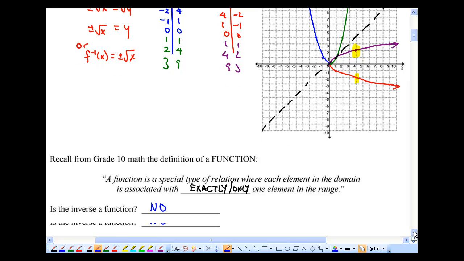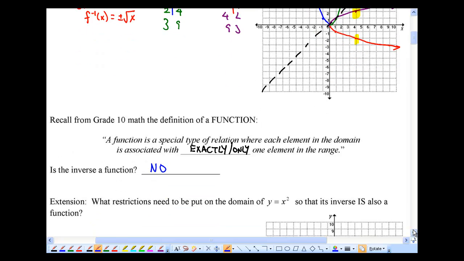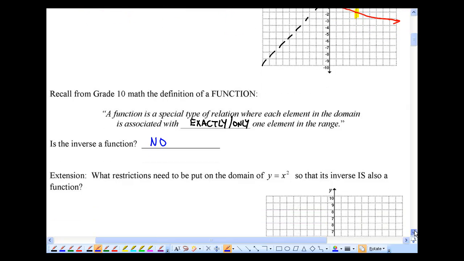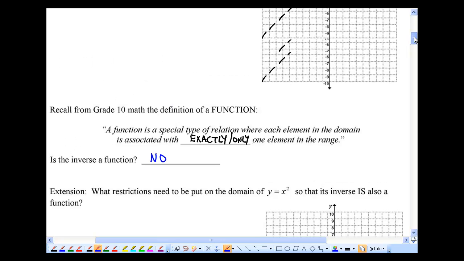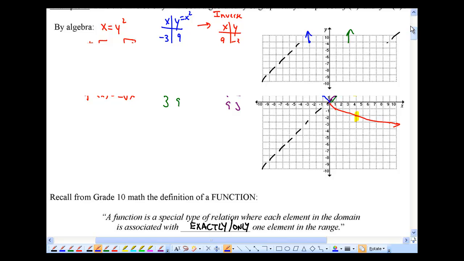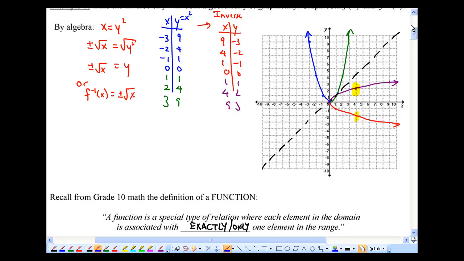So my next question to you is, well, okay, what restrictions would I need to put on the domain of y equals x squared so that its inverse is also a function? And this is where those colors come into play. Notice, if you go back to the graph up top, my sideways parabola is not a function. But if I just took the purple part, it would be. Or if I just took the red part, it would be. Because then, for every x value, there will be only one y value.